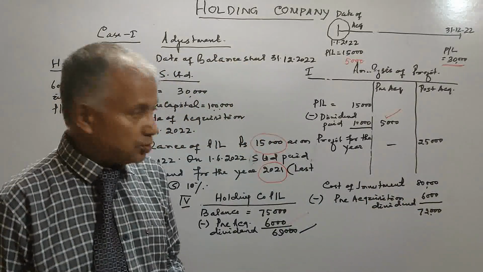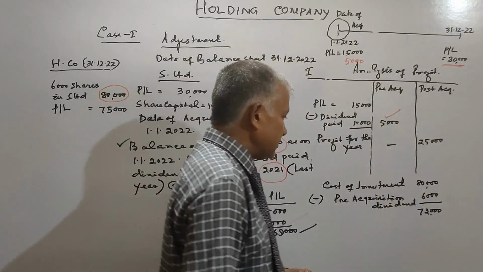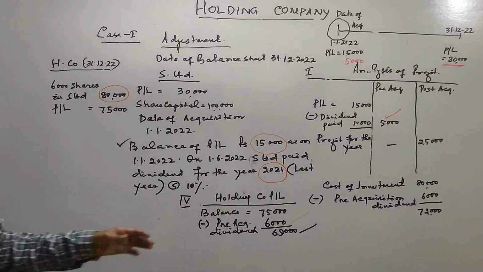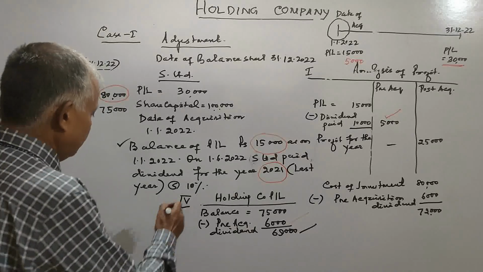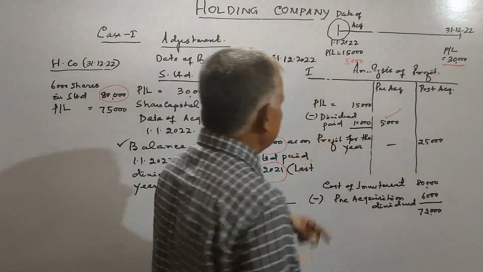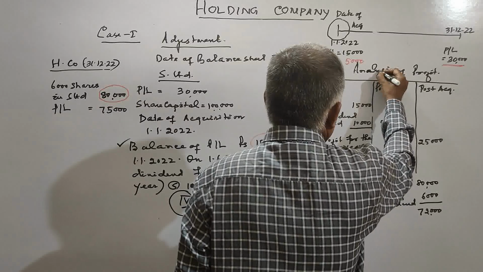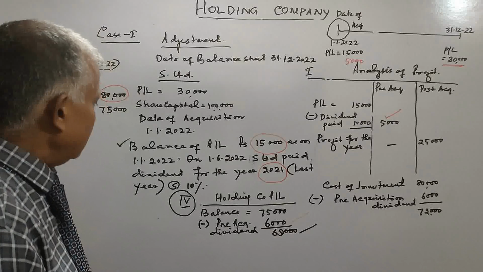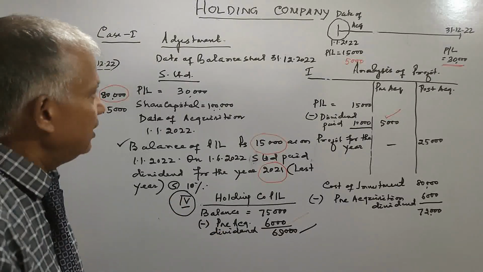So friends, reduce the cost of investment by 6,000 and also reduce the PL of the holding company in statement 4. Generally we are doing this in statement 4, this is statement 1, analysis of profit. So this is the position over here, right?